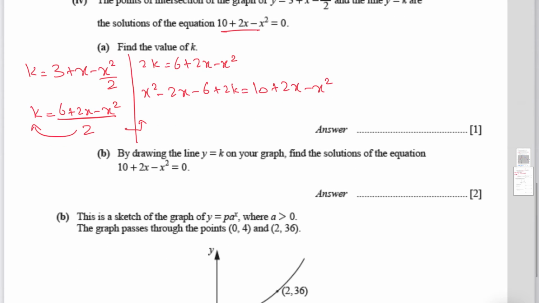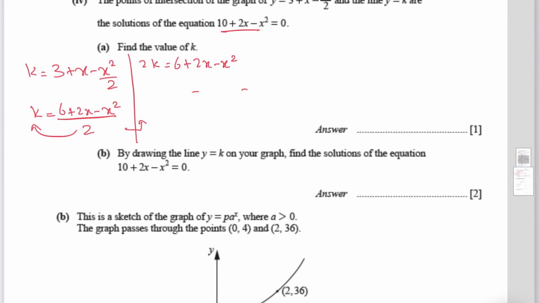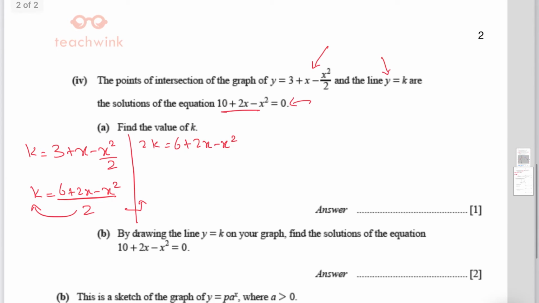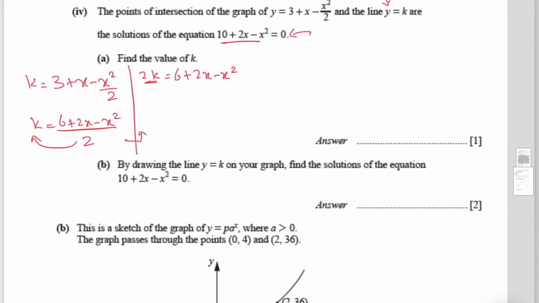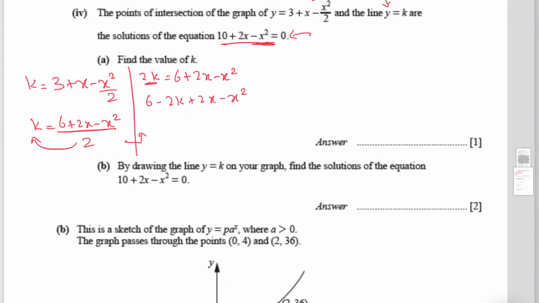Okay. Now, since I made a mistake over here, what we can do is, since the second equation, this one, has a negative x square, you can take the 2k to the right side and make this equation look like this. So you get 6 minus 2k plus 2x minus x square. Why did I do that? Because this x square is negative, so I wanted the x square in our equation to be negative as well. Now we can set this equal to 10 plus 2x minus x square.